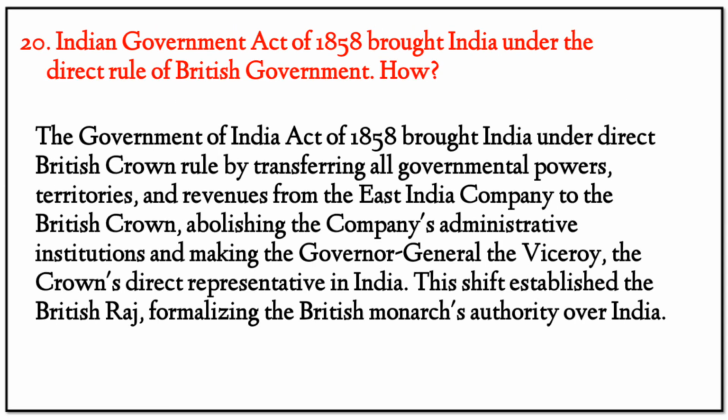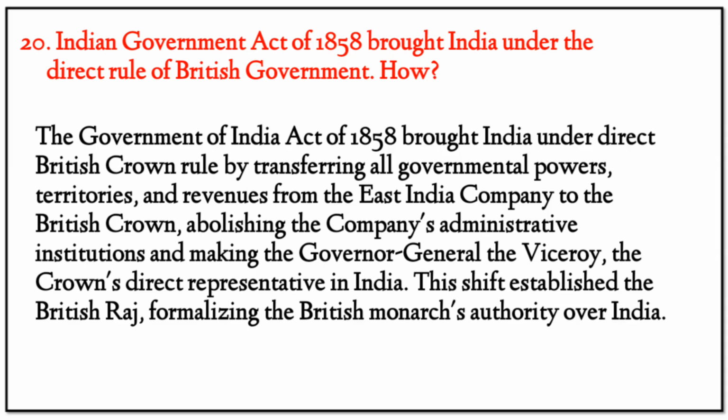Next, 20. The Government of India Act of 1858 brought India under the direct rule of the British government. How? Applied question. The Government of India Act of 1858 brought India under direct British Crown rule by transferring all government powers, territories and revenues from the East India Company to the British Crown, abolishing the company's administrative institutions and making the Governor General the Viceroy, the Crown's direct representative. Thus, this shift established the British Raj, formalizing the British monarch's authority over India.